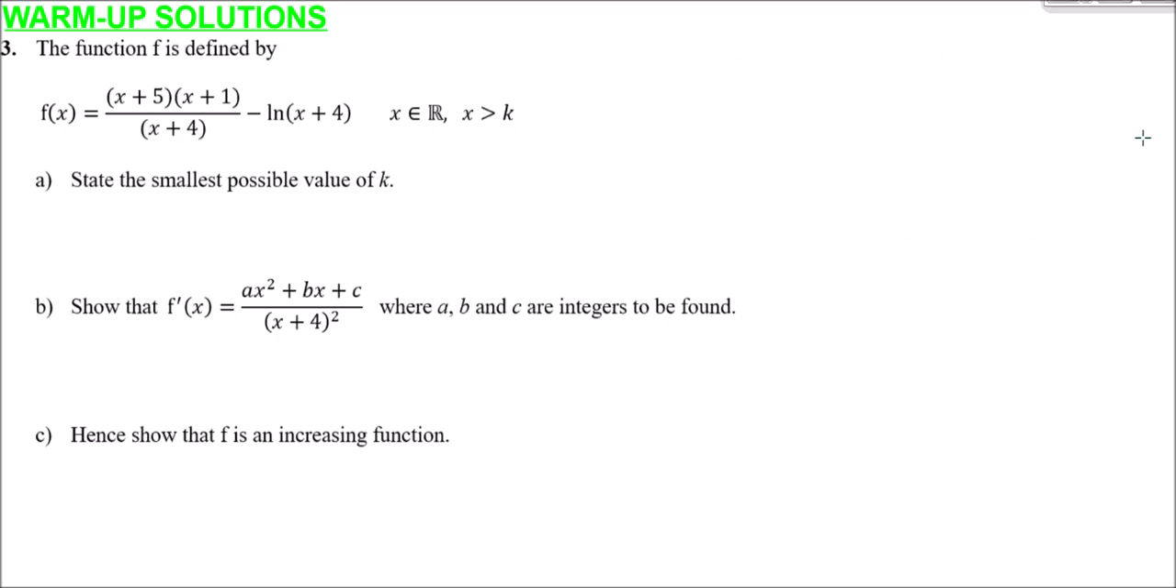Finally, for the warm-ups, warm-up question 3. I have a function f defined as an algebraic fraction minus ln of x plus 4. x is any real number. x has to be greater than some unknown as yet constant k. We have to find the smallest possible value of k. So don't overthink it. Let's just have a look and be thinking, what does there need to be a restriction on x?